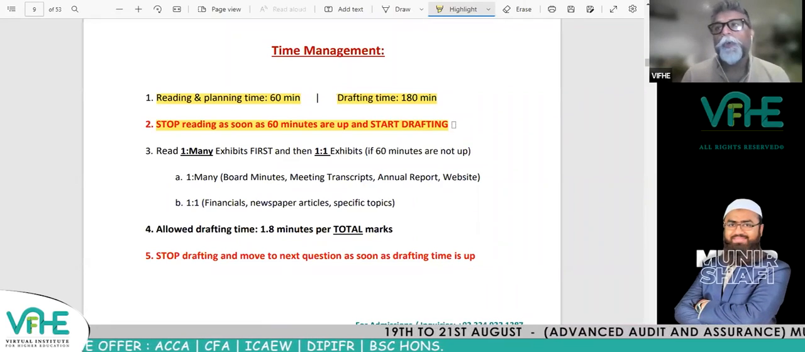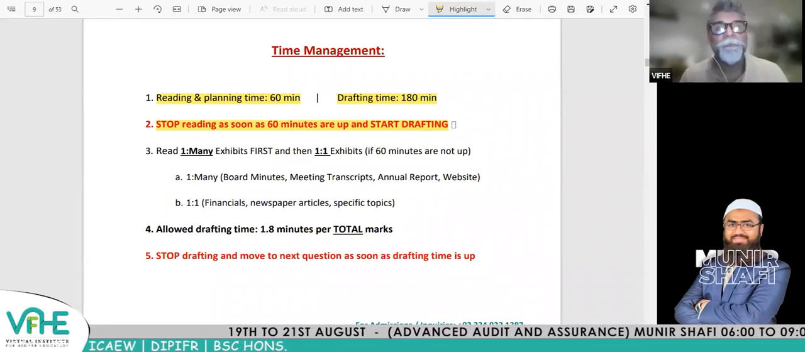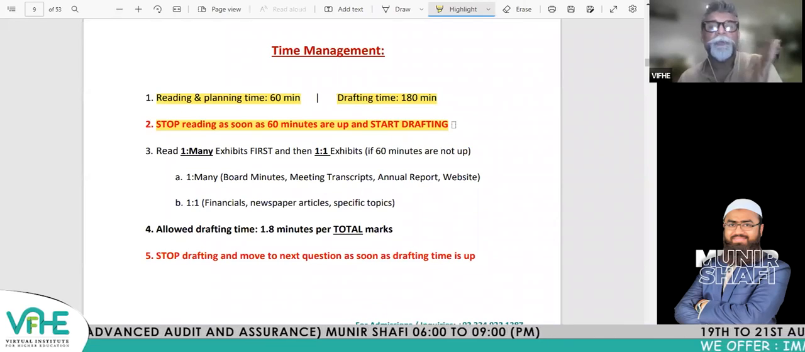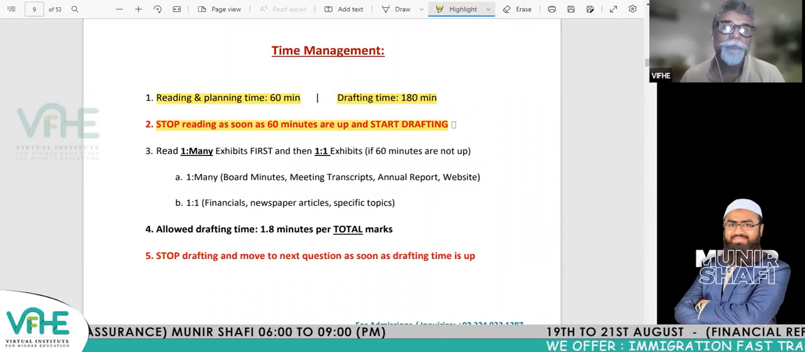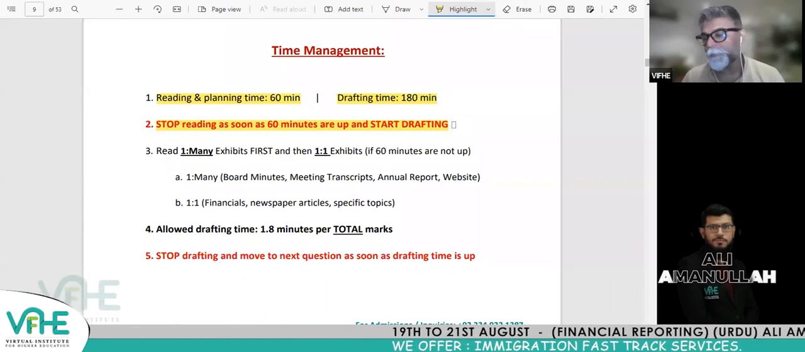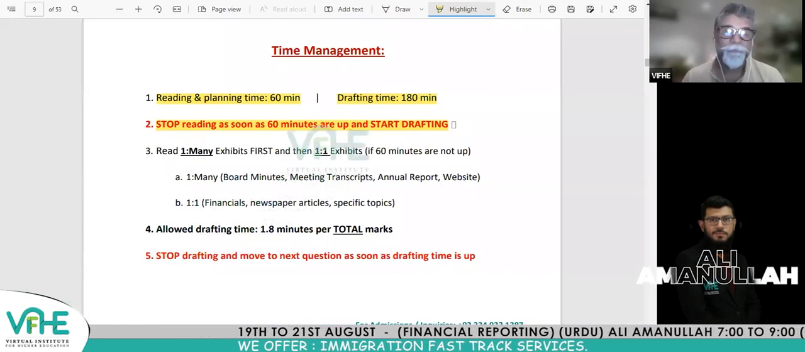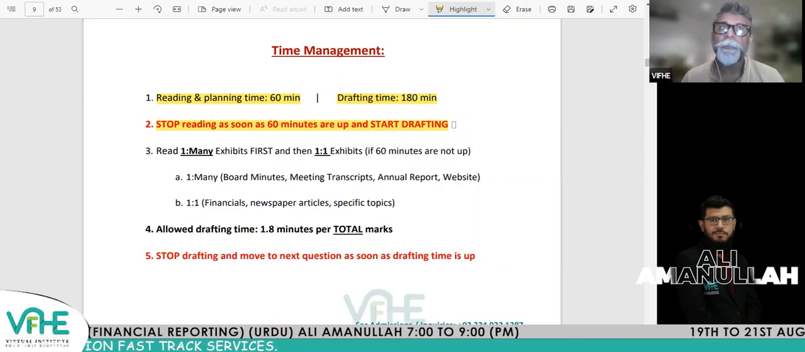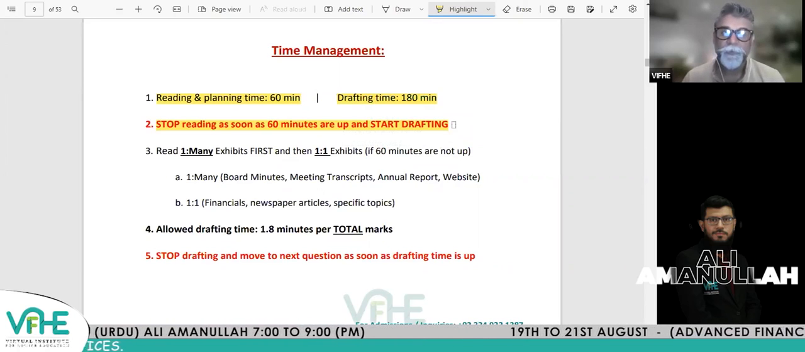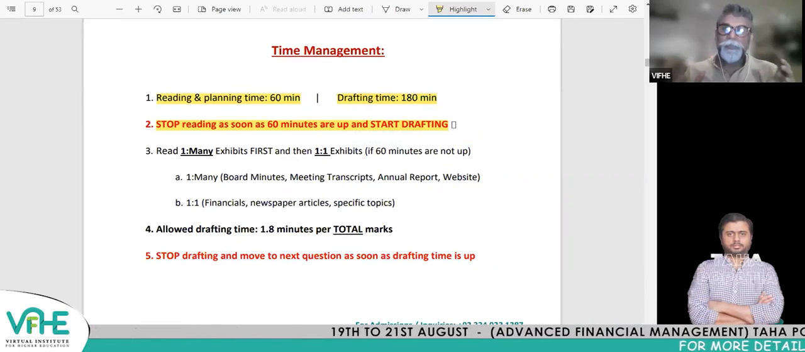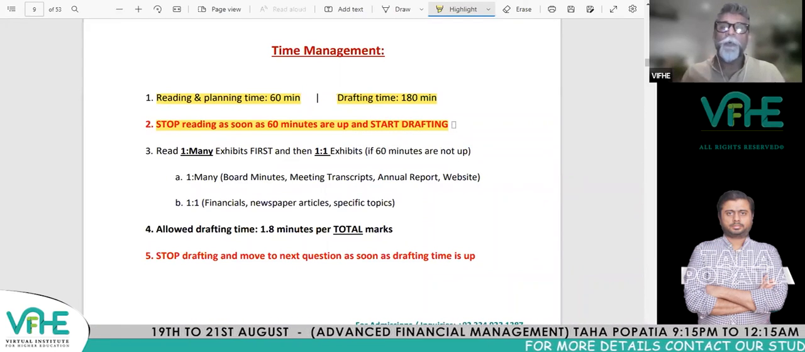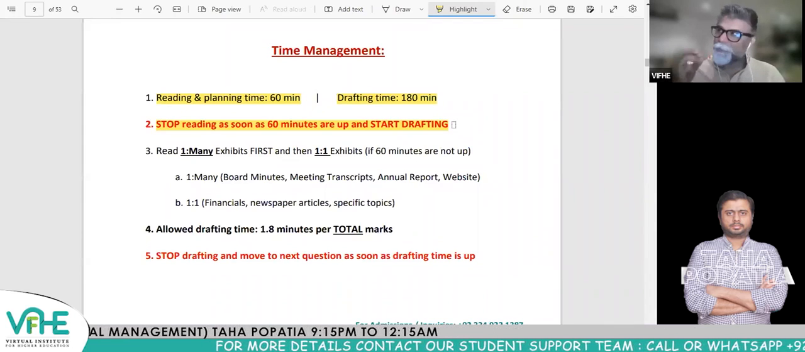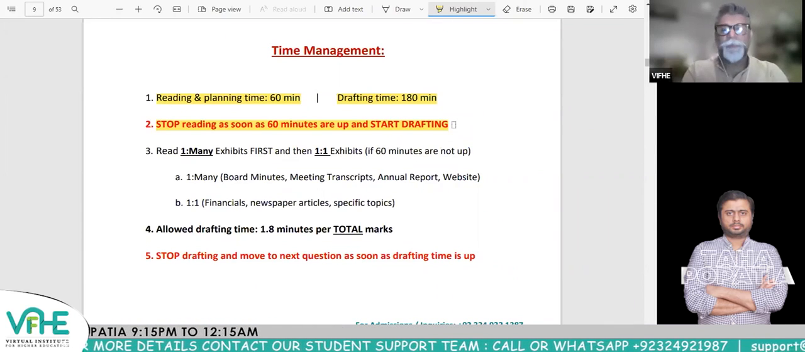Now, if the scenario is lengthy and the time is up, obviously you will not be able to read all the exhibits towards the end. You will miss out reading one or two exhibits in the end because of lack of time. So how do we deal with that? Basically there are two types of exhibits. One is called 1:many exhibit and the other one is 1:1 exhibit. Can you guess what is the meaning of 1:1 exhibit? Let's try to guess.